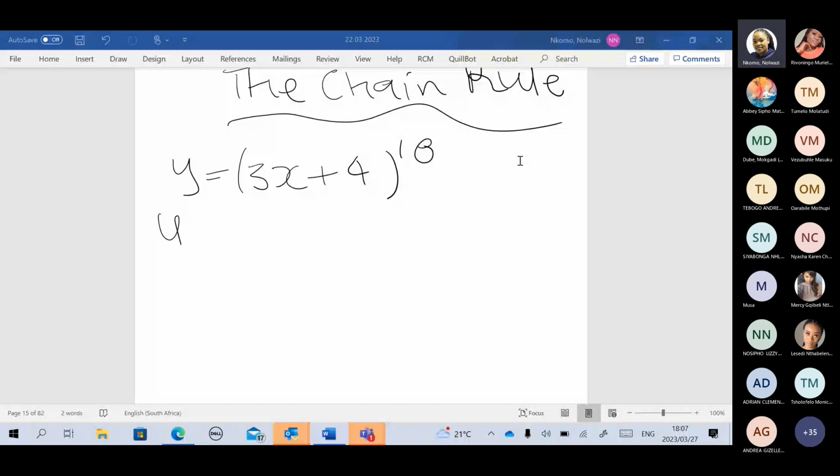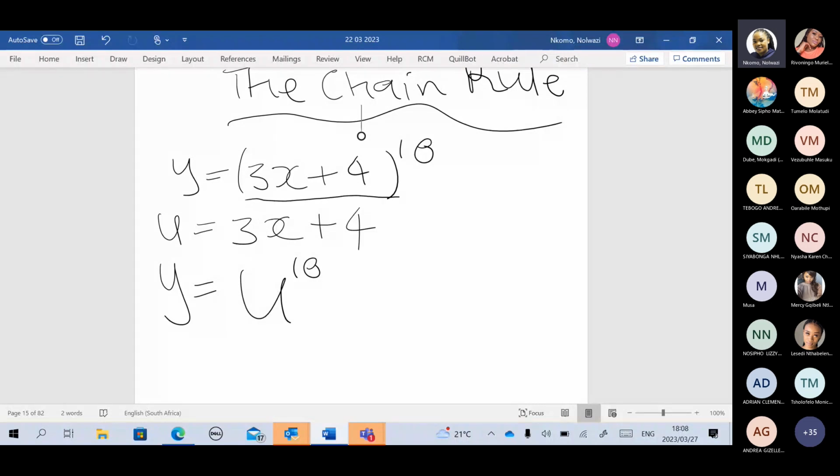I'll let the inner function, which is the inside function, be a new variable like u. So if u is the inner function, that means u is equal to 3x plus 4. And then we have the outside function, which is y equals u to the power 10. So you can write this function in terms of the inner function and the outer function.